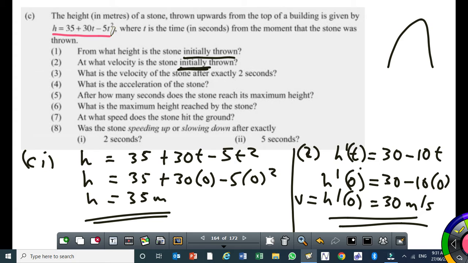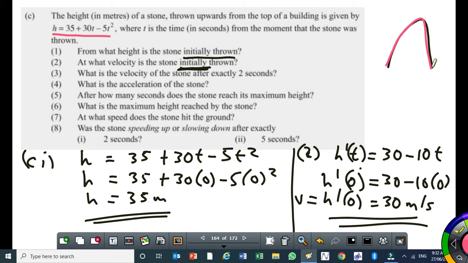The coefficient of t squared is negative, so it looks like this, with a maximum turning point, where t is the time in seconds from the moment that the stone was thrown. So if a stone is thrown upwards, it goes up. The first question says, from what height is the stone initially thrown?